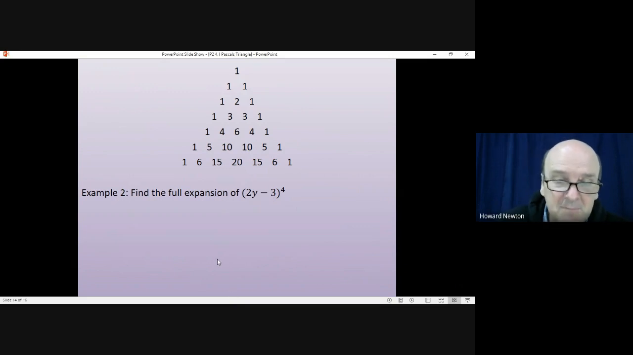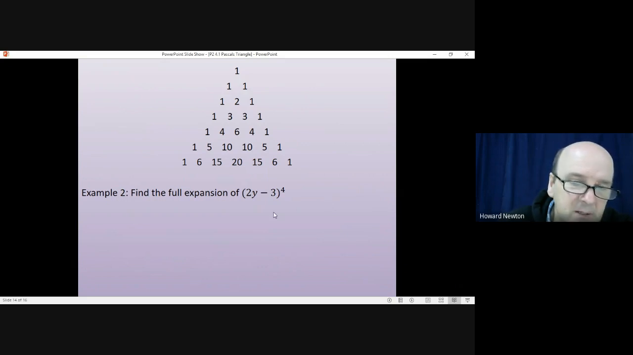Two things to be careful with. First of all, we've got 2y here. And the other thing is we've got minus 3 this time. So we'll be doing minus 3 and minus 3 squared and minus 3 cubed. I'll let you have a go at working your way through all of that. So pause the video, have a go at doing this, and then come back to me when you're ready.